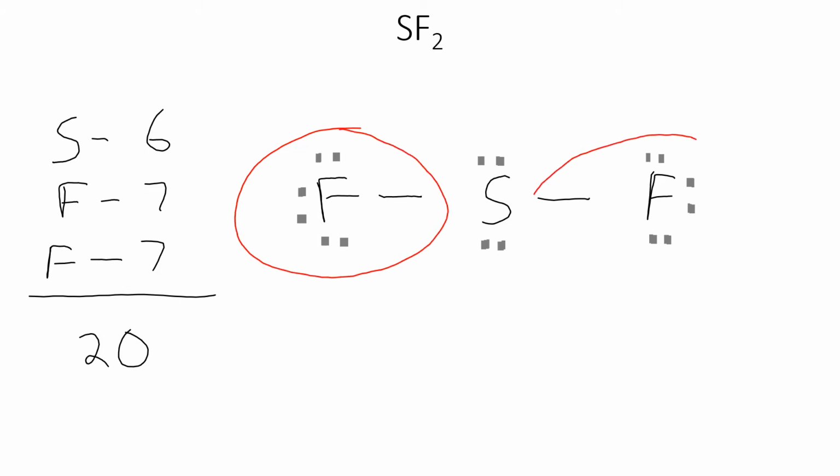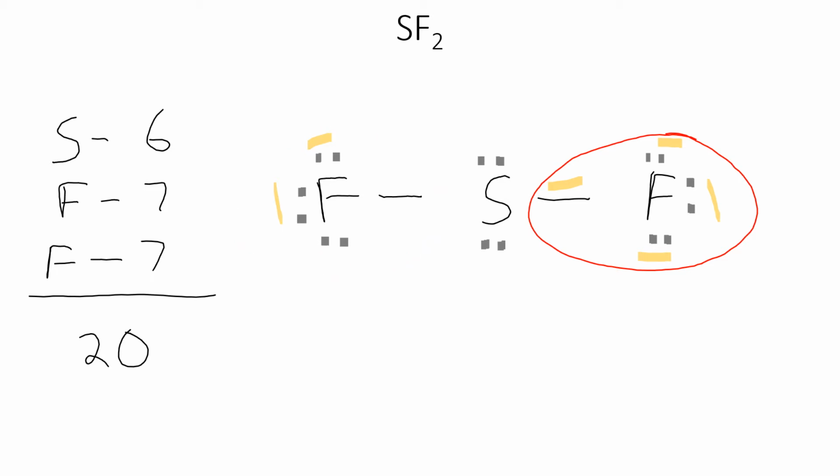So start with the outer atoms. We look at the fluorine on the left. Are there 8 electrons in its general area? 2, 4, 6, 2 from the bond make 8. The fluorine on the right, 2 from the bond, 4, 6, 8. Yes, both of the fluorines have their octets, so they're good. Remember, we still have to also include our central atom in terms of an octet check.